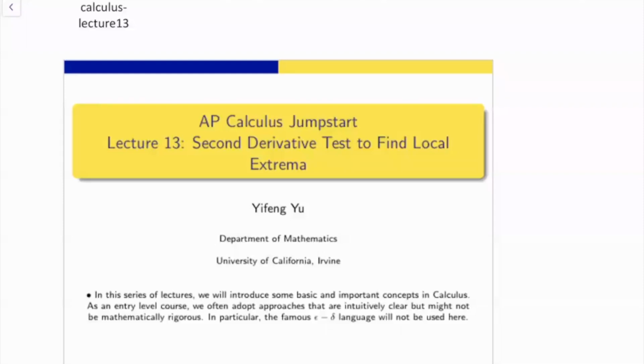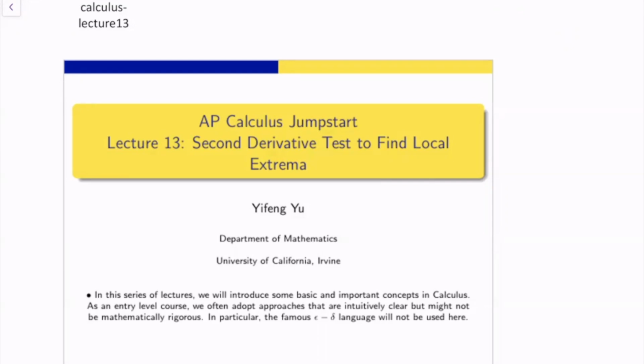In this series of lectures, we introduce some basic and important concepts in calculus. As an entry-level course, we often adopt approaches that are intuitively clear but might not be mathematically rigorous. In particular, we will not use the famous epsilon delta language. In this lecture, we will see how to use second derivatives of a function to find its local maximum or minimum points.